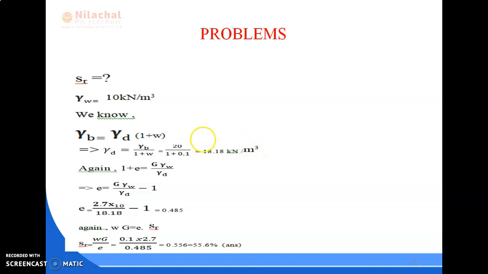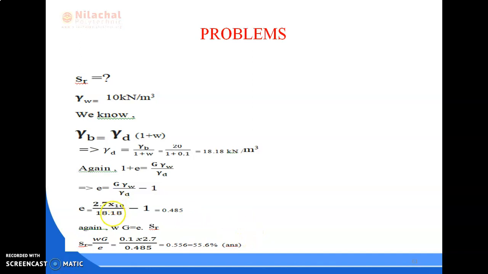Next, 1 plus E equal to G into gamma W by gamma D. We know this relation. So or implies E equal to G into gamma W by gamma D minus 1. Again here we put all the values: 2.7 into 10 divided by 18.18 minus 1 equal to 0.485. This is another answer.